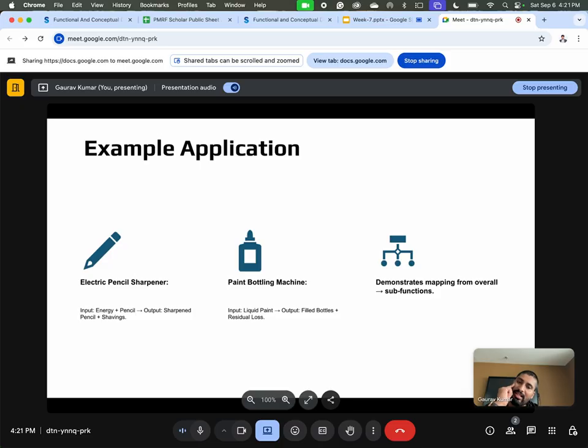These examples demonstrate how the flow method moves us from a broad understanding of purpose to detailed functional insight. Regardless of whether the product is simple or complex, the process of mapping inputs, transformations, and outputs remains the same, ensuring that nothing important is missed. Okay, so next, moving to the next slide.